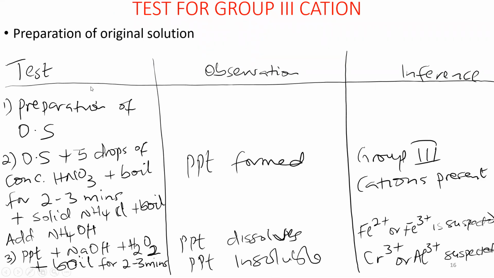So for your group 3 cation, as I said, we start with the preparation of the original solution. You prepare your original solution, you give us the observation and the inference. To the OS, you add 5 drops of concentrated nitric acid and you boil for 2 to 3 minutes. You add your ammonium chloride and your ammonium hydroxide. If you get a precipitate, then your group 3 cation is present. So for your group 3, you are going to precipitate the group 3 cations using your nitric acid, ammonium chloride, and your ammonium hydroxide.